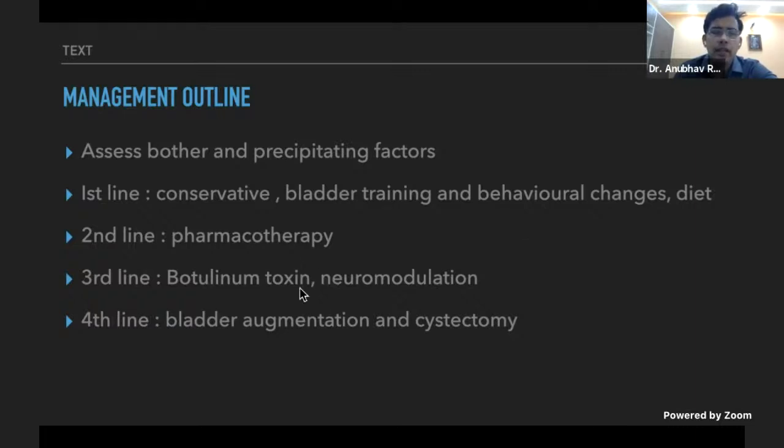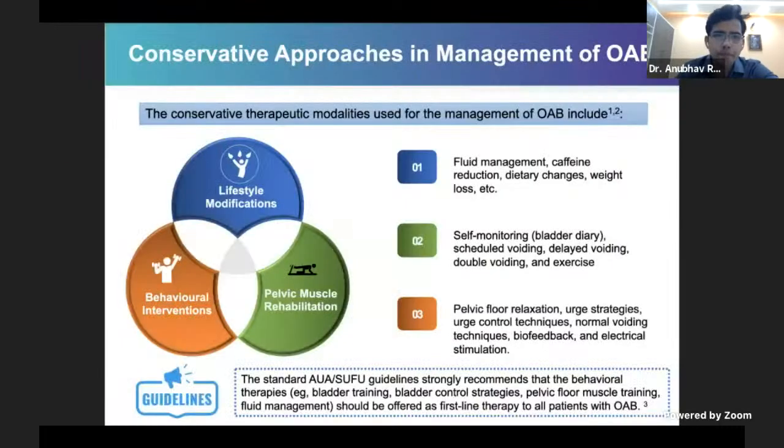And the third line is basically botulinum toxin, which is a muscle relaxant, which is injected into the urinary bladder, and neuromodulation. Fourth line is the last line, when nothing has worked and the patient is having a decrease in his quality of life and significant bother. Then we can even do a bladder augmentation or a removal of the bladder, which is known as the cystectomy surgery. So what are the conservative approaches?